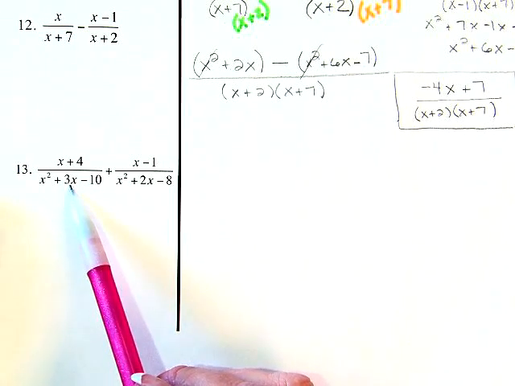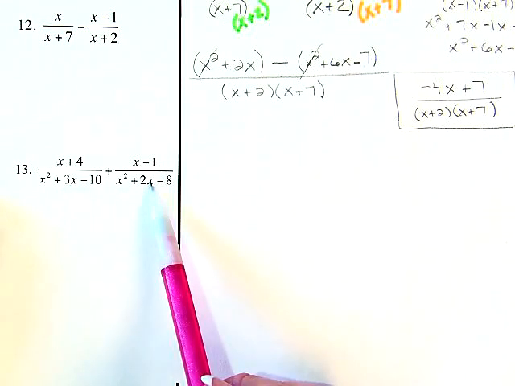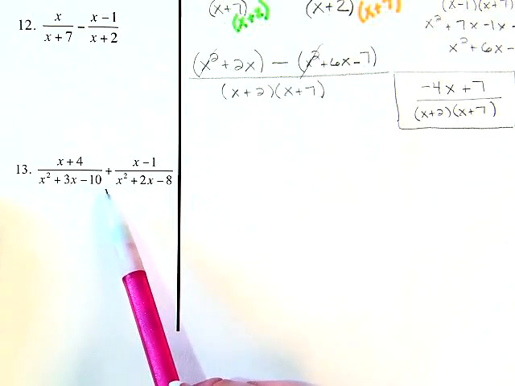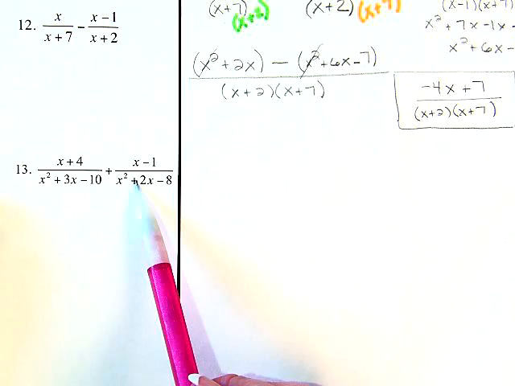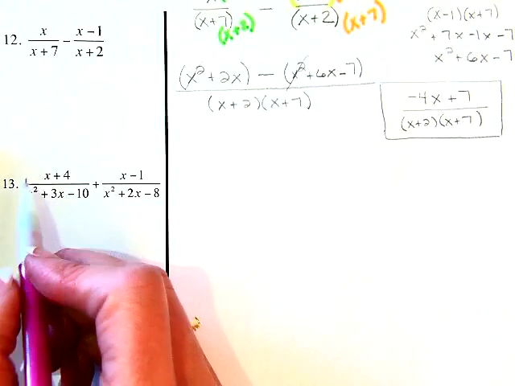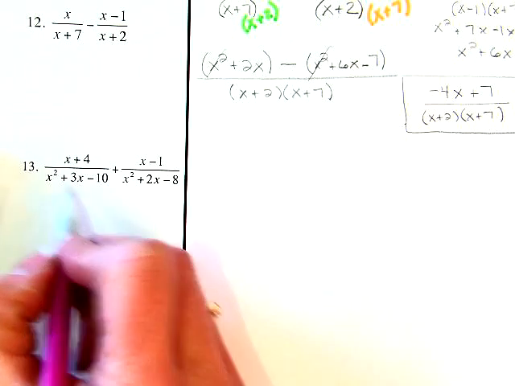This denominator is a trinomial. This denominator is also a trinomial. So we can't really tell what the missing factors are. We need to factor both of these to determine the missing pieces. Okay, so I'm going to go ahead and factor it below.